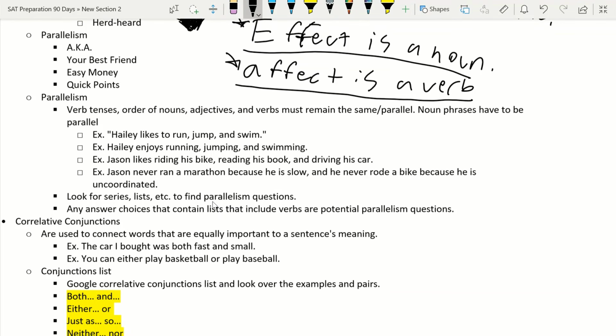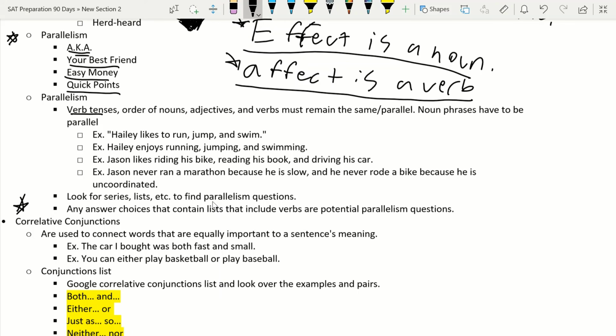All right, and then parallelism. Parallelism is probably going to be the last thing we're going to cover today, and then I'll leave correlative conjunctions for later. So parallelism, I wrote right here, it's also known as your best friend, easy money, and quick points. So what does that mean? That means parallelism should be very easy for you to identify once you've gone through some practice problems. At first, it might seem a little bit tough. Once you start seeing it, you're never going to be able to not see it. It's going to stick out like a sore thumb. You're going to be able to identify the question types, and you're going to be able to find the answers pretty quickly.